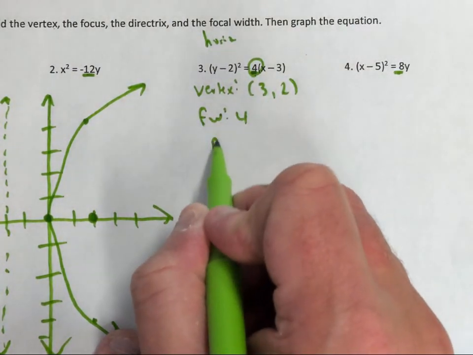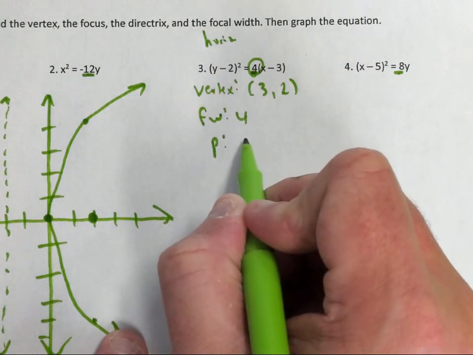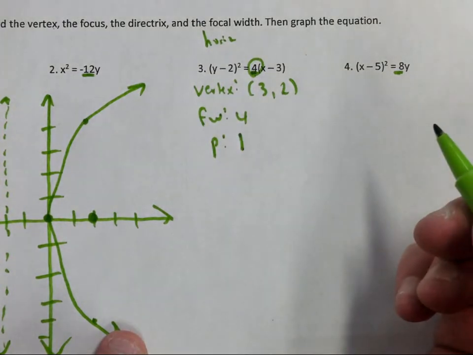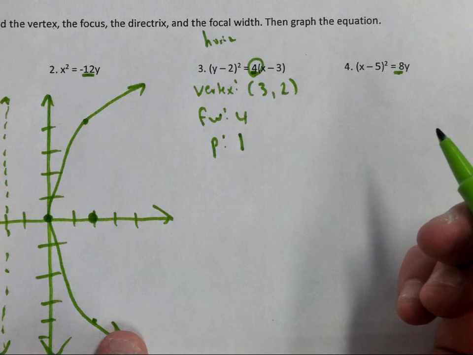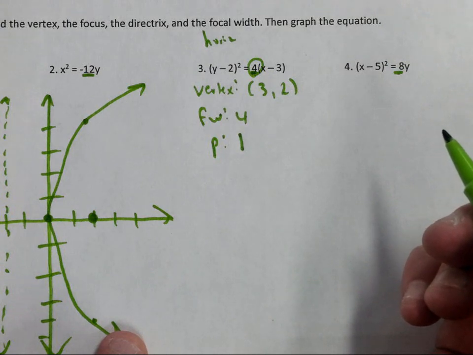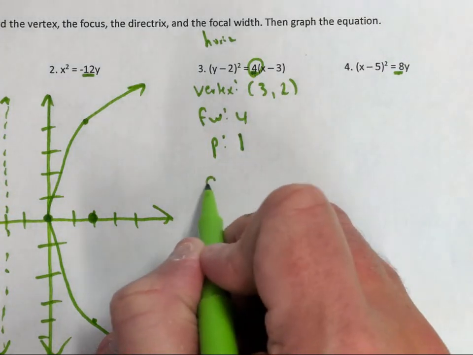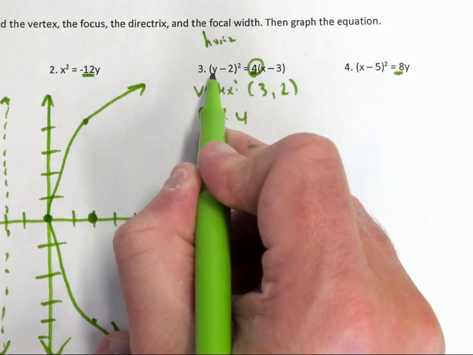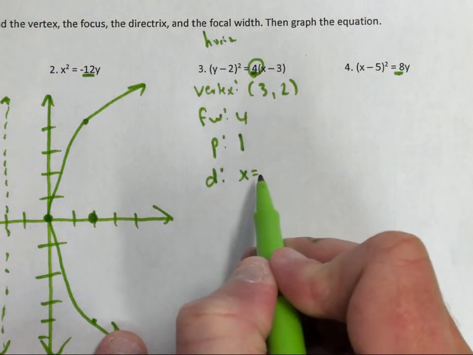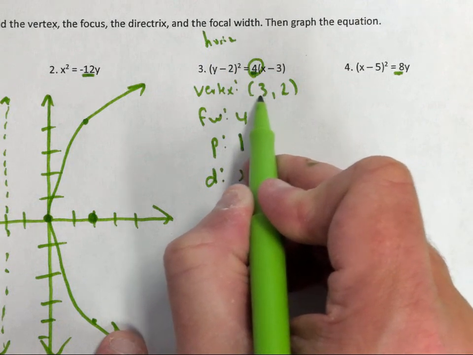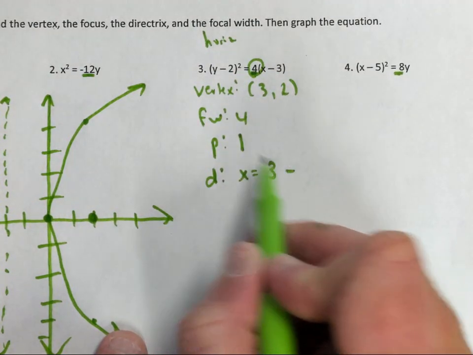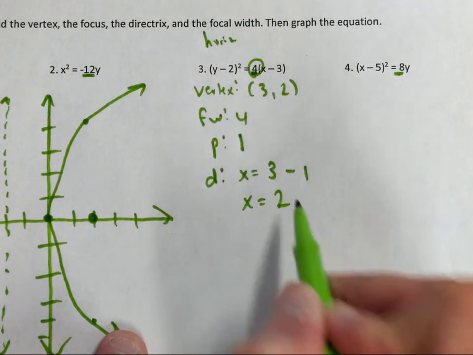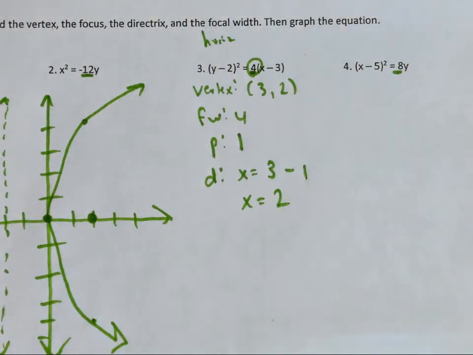4. How do I find my P? Take that value and divide it by what? So my P value is? That means my focus and my directrix is how far from my vertex? 1. Now I define my directrix. If I start at Y, I'm going to start with X down here. X equals, what's my X coordinate? 3 minus my P value, so X equals 2. I found all the information I need to graph that now. It seems like a lot, but once you start graphing it, it doesn't take long to graph it.